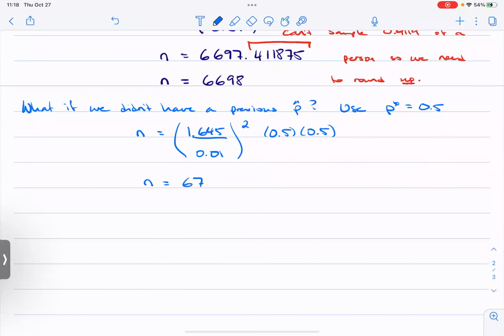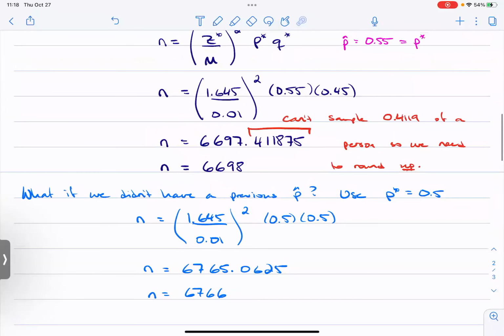I get 6,765.0625, still rounding up, 6,766. Okay, not a huge difference, right? 6,766 is more than 6,698. So if I don't need to have this many, right, that's great.